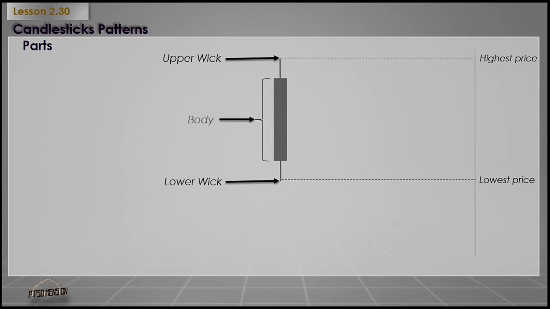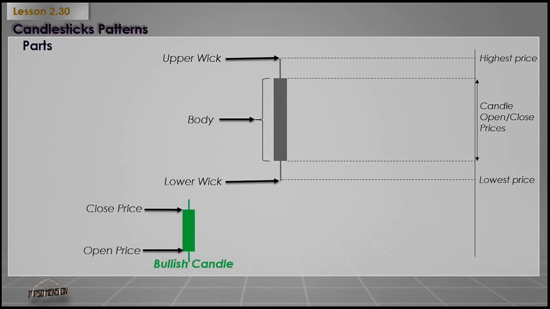Now, the body of a candlestick shows the difference between the opening price and the closing price. That is, for a bullish candlestick, the price opens at the lower level and closes at a higher level. On the other hand, for a bearish candlestick, the price opens at a higher level and then closes at a lower level. And the color tells you whether it is a bullish candle or a bearish candle. You can select your preferred colors to represent the bullish and the bearish candles from the settings on your trading platform. In this tutorial, I'm using green to represent the bullish candle and red to represent the bearish candle.